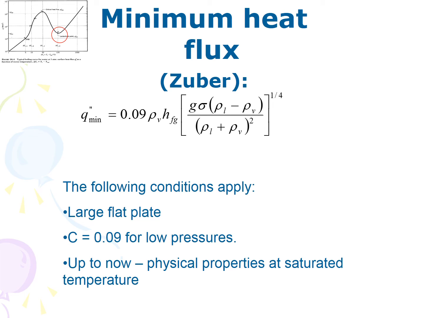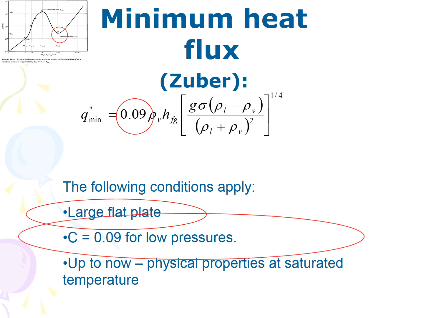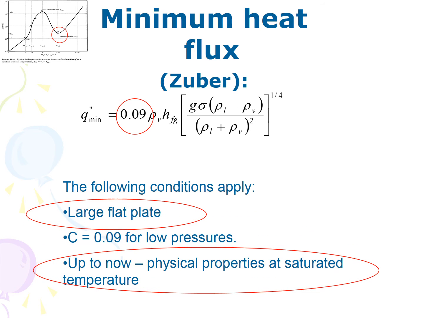The correlation only holds for a large flat plate, and only for low pressures as C has a value of 0.09. For the nucleate boiling, critical heat flux and minimum heat flux correlations, saturated temperatures are used to calculate physical properties. Check the examples in the textbook to confirm this.